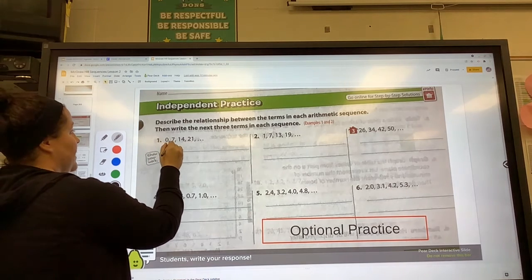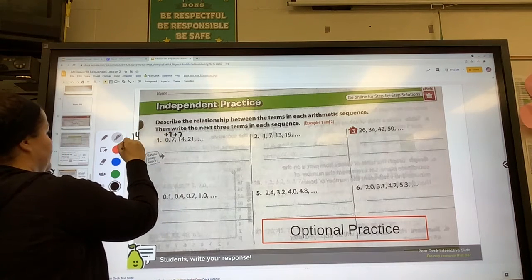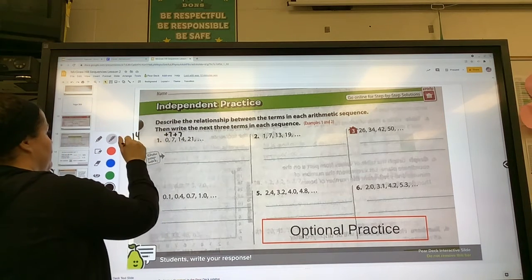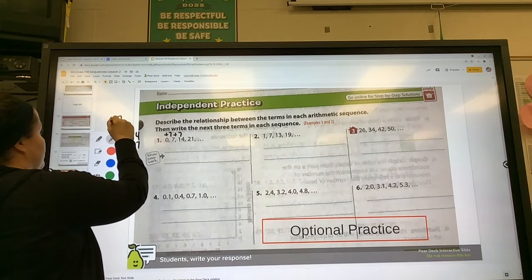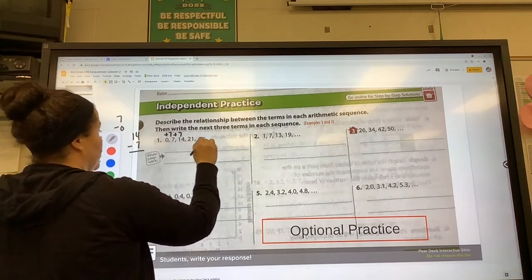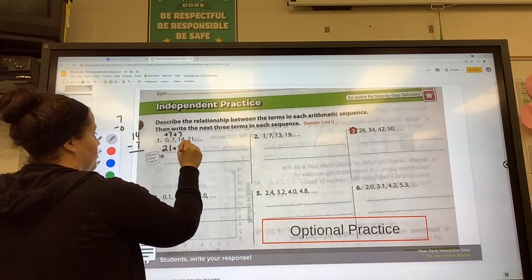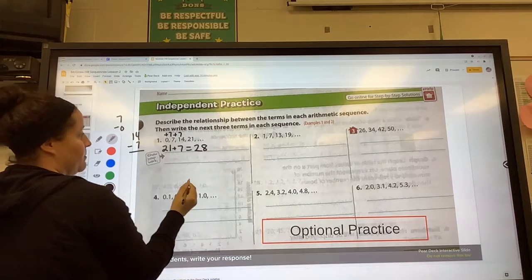So from 0 to 7, I know that I'm adding 7. From 7 to 14, I'm adding 7. Right? I can double check by doing 14 minus 7, or 7 minus 0, right? Those would all be 7. So if I'm adding 7, I'm going to do 21 plus 7, which would be 28. That'd be the first term.